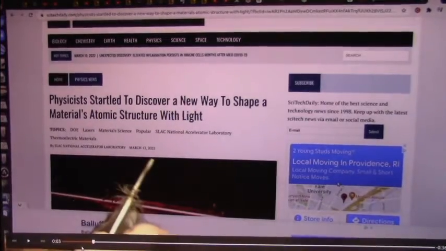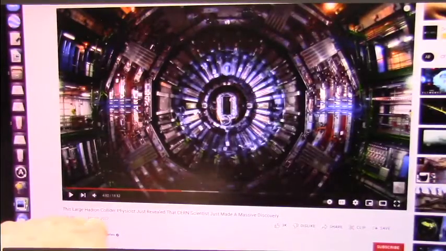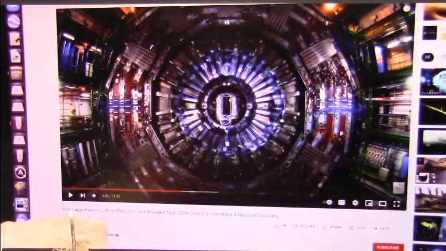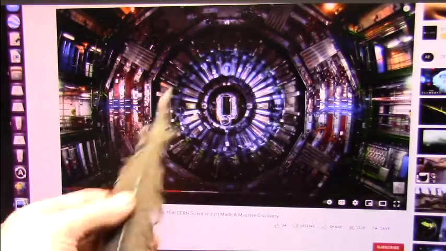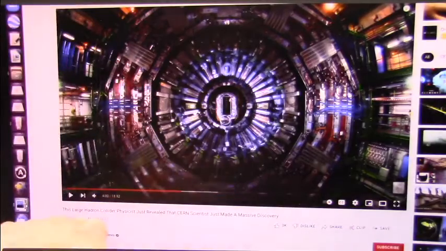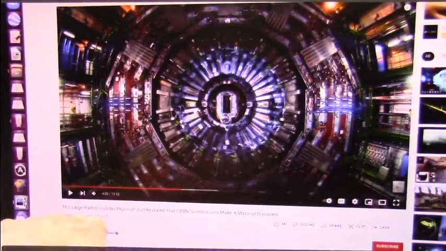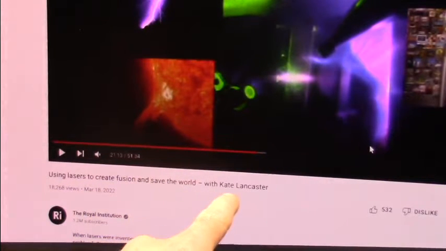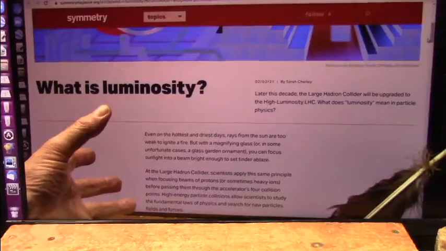Physicists are startled. Everybody's working with focusing lasers, just like we are. The Large Hadron Collider is going to be refitted to do focusing, exactly like we are. They just made a massive discovery. Here's another one that just came out, using lasers to create fusion to save the world, with Kate Lancaster. And she's doing the same thing. They're focusing now. They understand it's a focus that does the job. And the focus is nothing more than crushing the fields. There's another one that just came out.